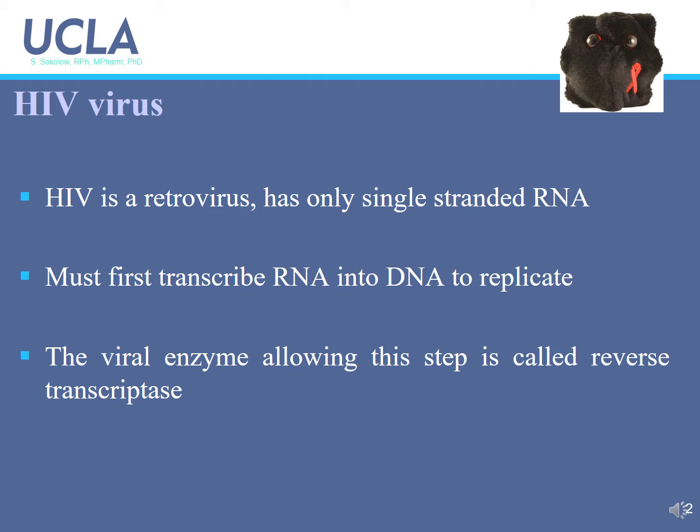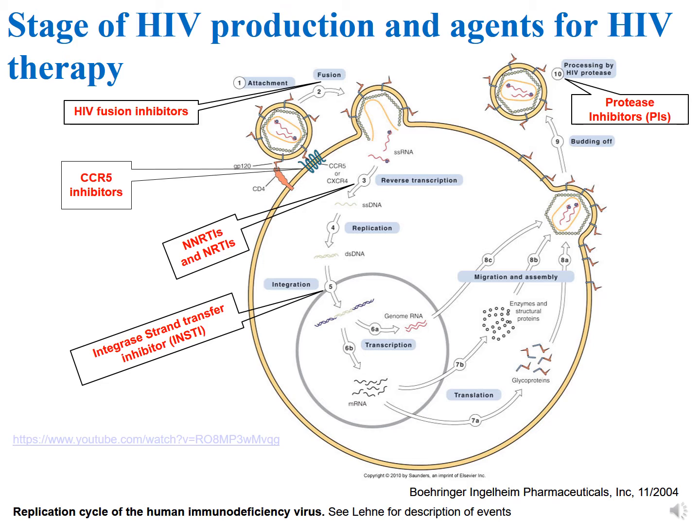HIV infection is a chronic infection, and because of the resistance to the numerous anti-HIV medications, a patient who has HIV needs to be on several antiviral medications in order to keep their viral load to a minimum. So this is the HIV reproduction cycle.